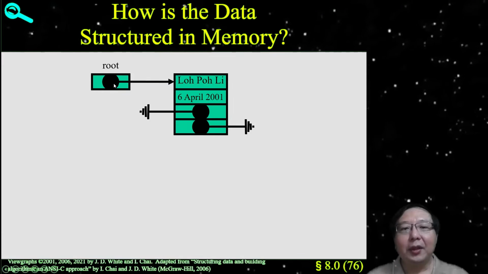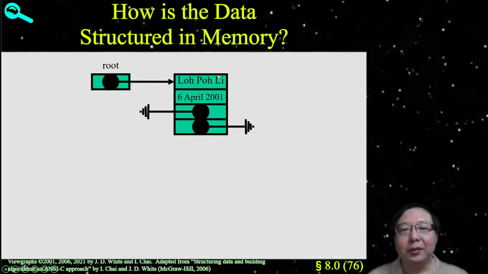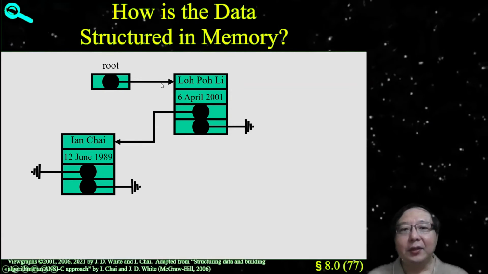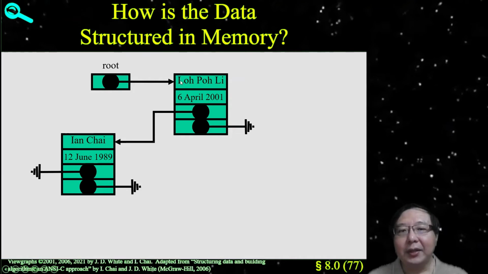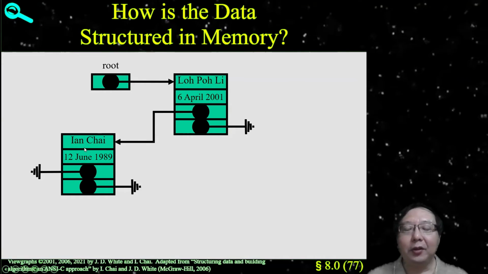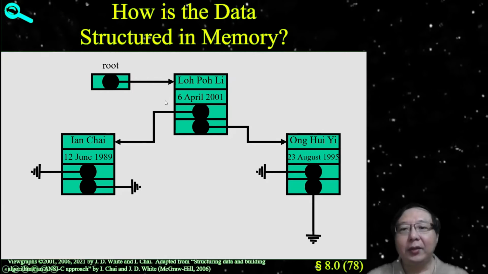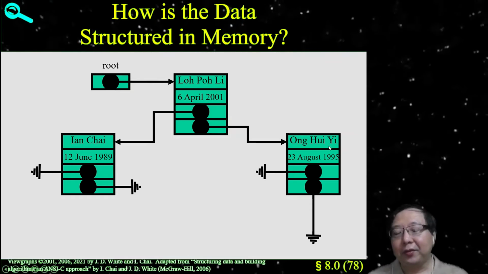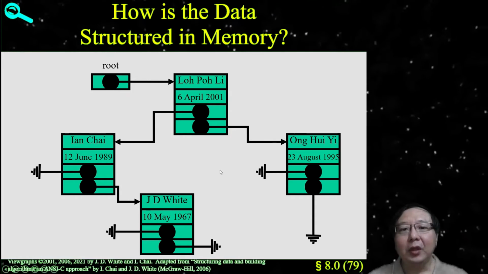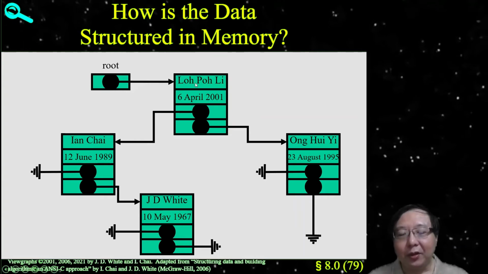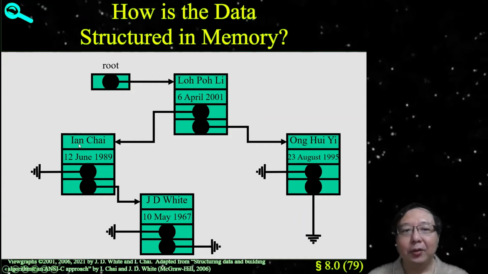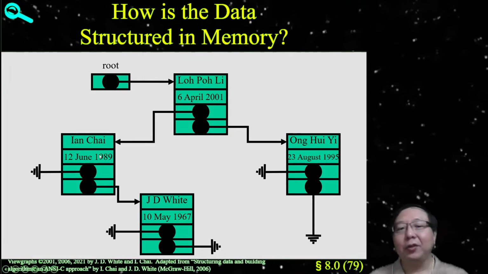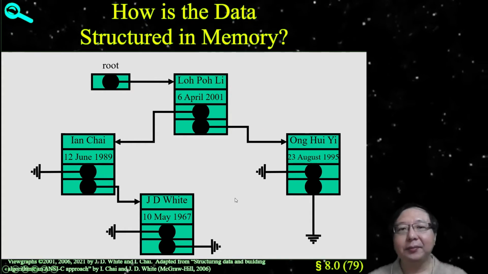So here the root, at first you insert one node and it looks like this. Then if you insert Ian Chai, it's going to say, oh, Ian Chai is less than Low Poly, so you'll put it on the left side. Then when you insert Ong Hui Yi, you see that Ong is greater than Low, so it goes on the right side. And then when you insert JD White, you compare with Low, it's less, so you go to the left. Then you compare J with I, and it's more, so you go to the right. So it puts it on the right side.